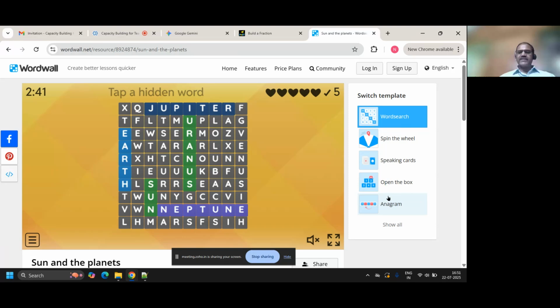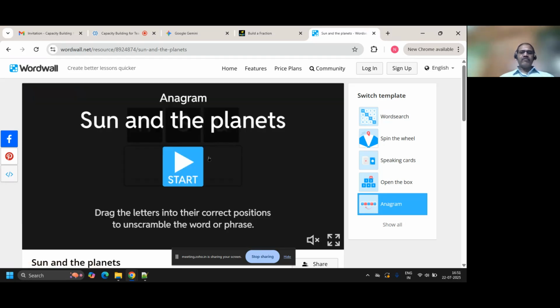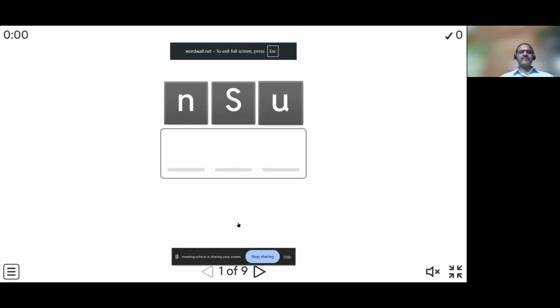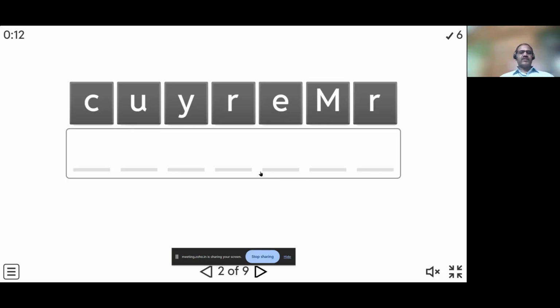At the same time, for example, the same game, I am clicking to Anagram. Okay, it's the same game. Instead of word search, look at how it happens. The letters are jumbled. Arrange it in the right order. So I have to say S, U, N. Next. What is this? People should see this is a jumbled letter. Yesterday we saw jumbled words in a sentence. Today we are seeing jumbled letters within a word.